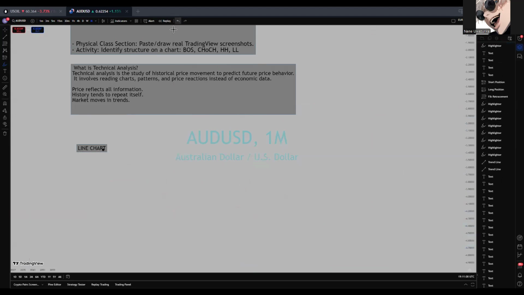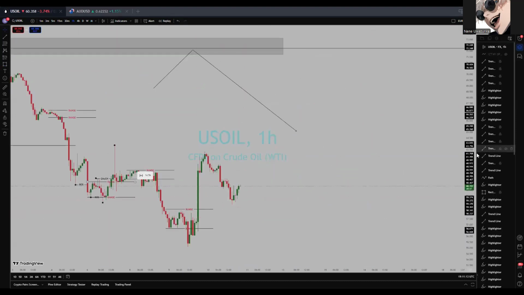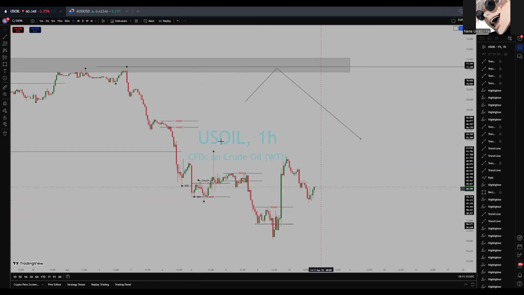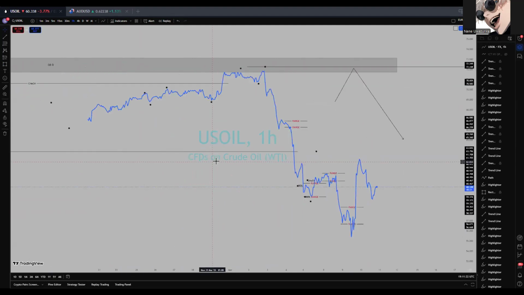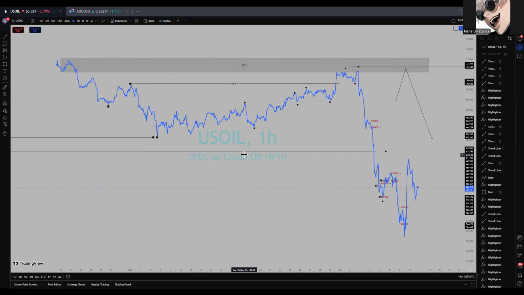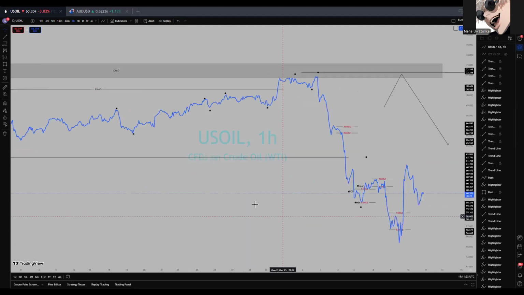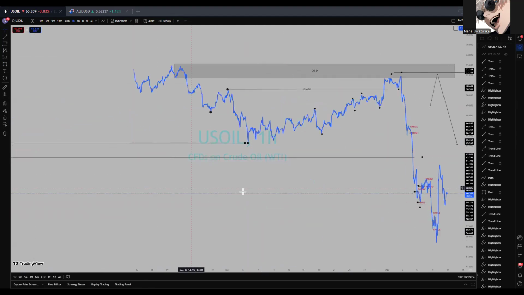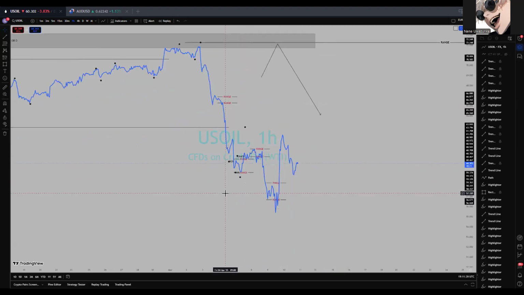Let me give you a more visual explanation. This is a candlestick chart, so let me go to a line chart. This is how a line chart looks. Can you see this? If you can see it, just give me a reaction. Because this is the basics, I'm not going to explain the details of the line chart. We're going to skip some of this and come back to it later.